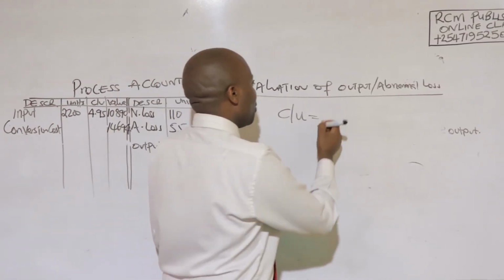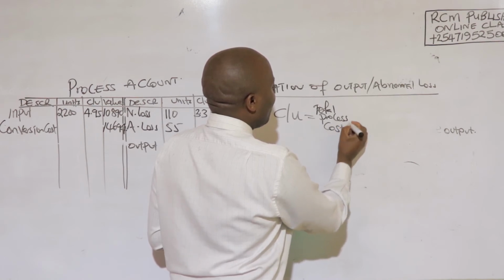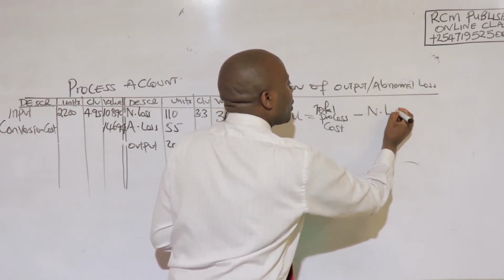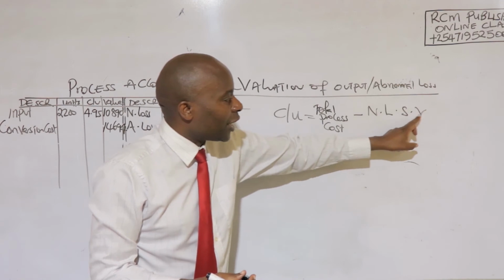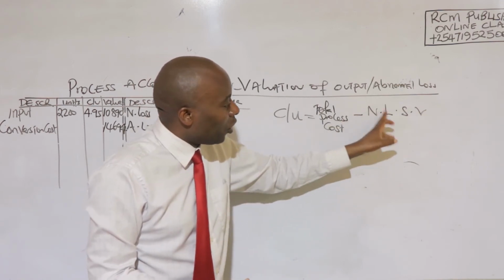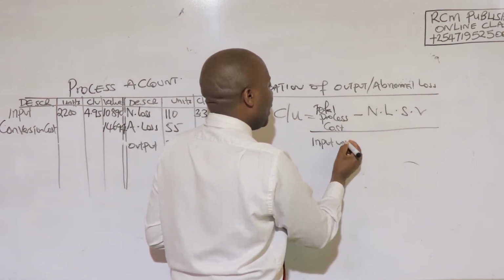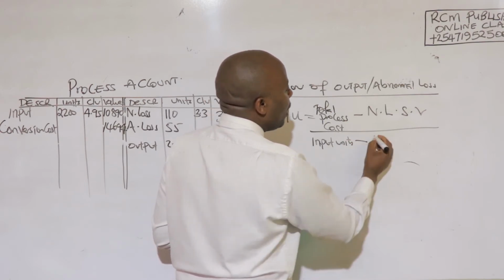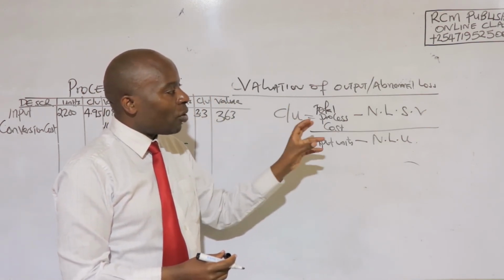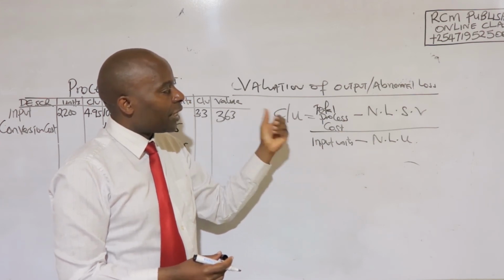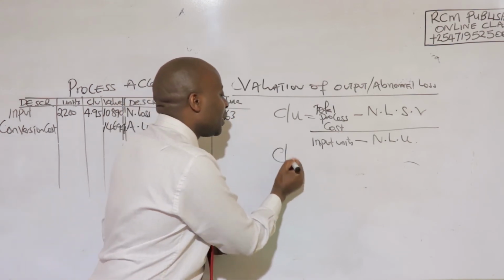Cost per unit for the two will be equal to total process cost minus normal loss scrap value. For those of you who are taking notes, I'm repeating again, minus normal loss scrap value, all over input units minus normal loss units. So we have the total process cost minus normal loss scrap value, all over input units minus normal loss units.